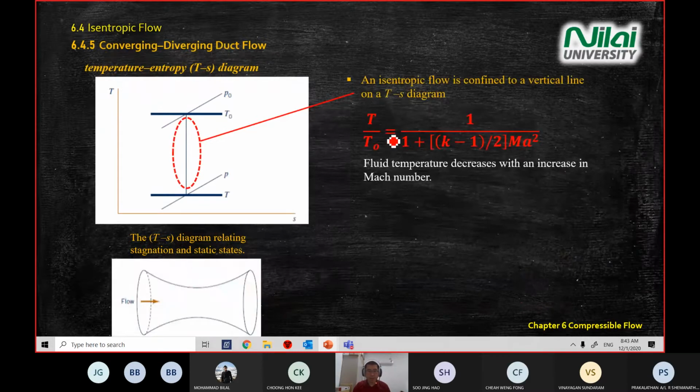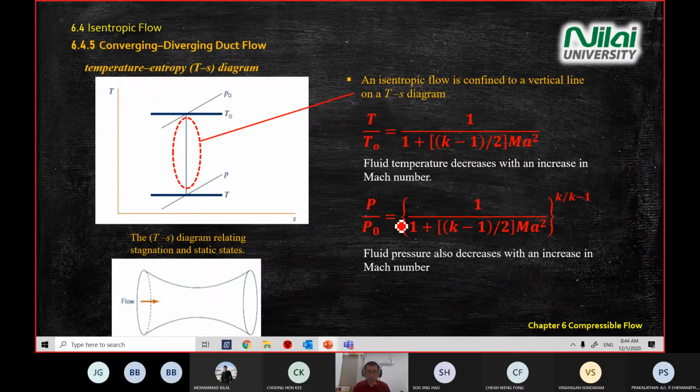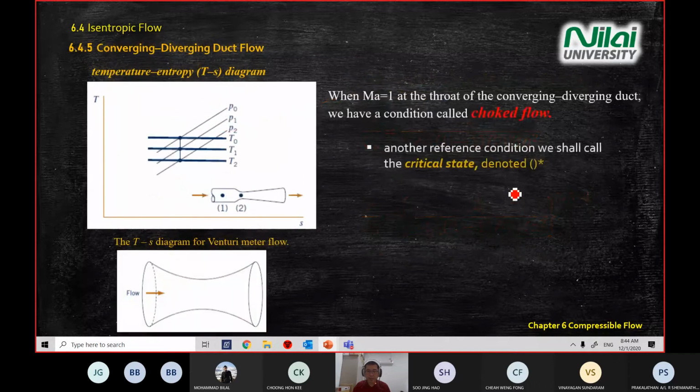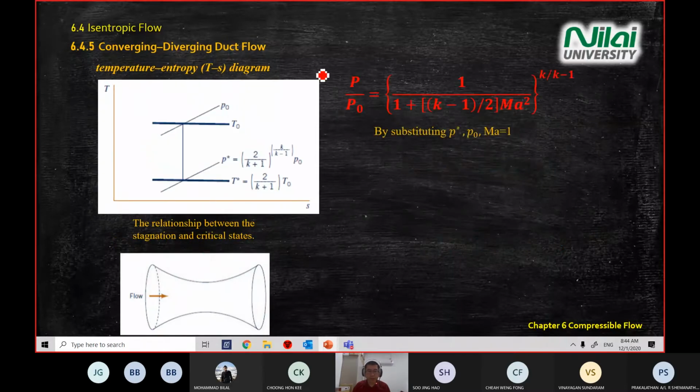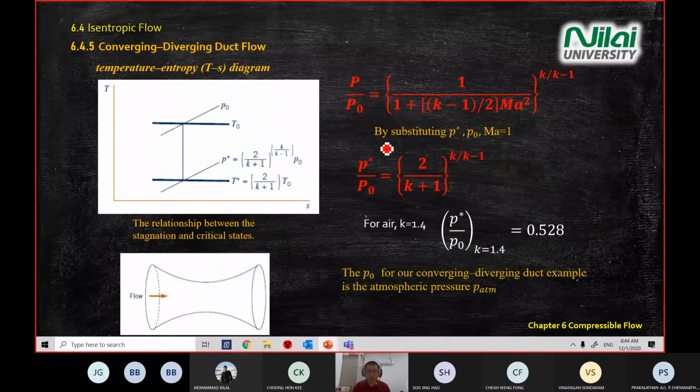Again, you see this equation. We have an isentropic flow, a compressible flow, the second equation that we went through just now. You see the only difference is the exponential component here, k divided by k minus 1, and then the density also. When you have a Mach number of 1, the scenario is called choked flow. When we have a choked flow, we use this denotation, the star.